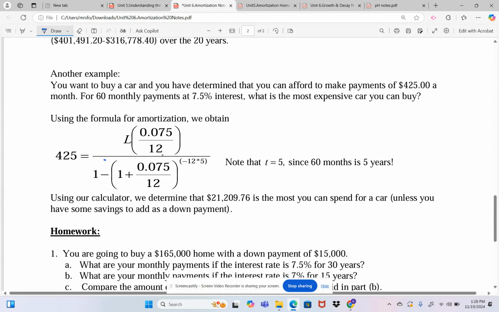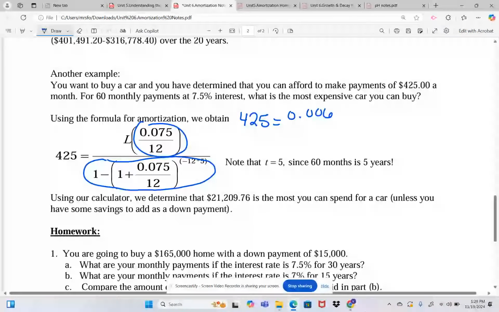So what I would do is I would find what this is, and I would find out what this is, and I would set up my problem. 425 equals 0.075 divided by 12. 0.075 divided by 12 is 0.00625 L.